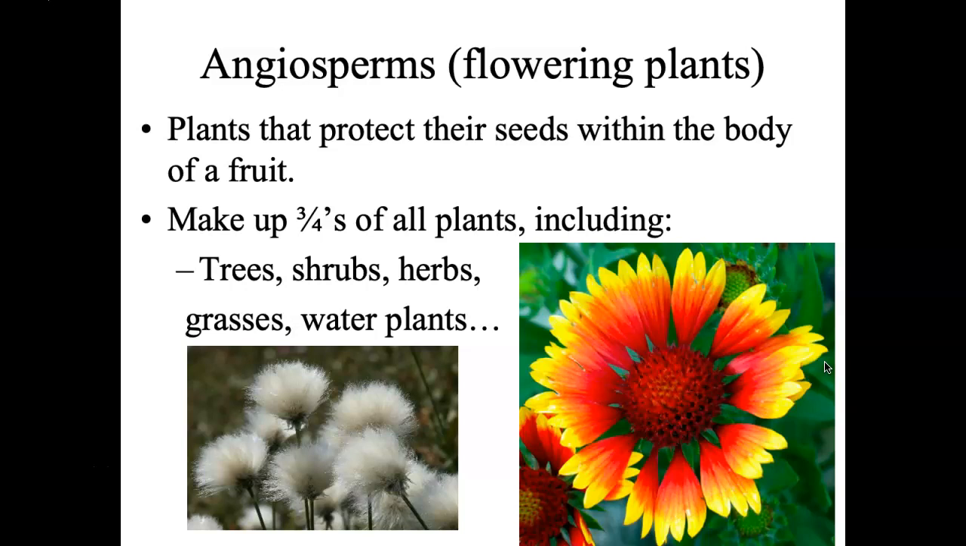So the first kind we're going to talk about are angiosperms. These are flowering plants. Any plant that has a flower is an angiosperm. These are plants that protect their seeds within the body of a fruit. These make up 3/4 of all plants, including trees, shrubs, herbs, grasses, water plants. All of these different plants are considered angiosperms. I'm sure if you look around your yard or your neighbor's yard or your local park, you'll see lots and lots of angiosperms.